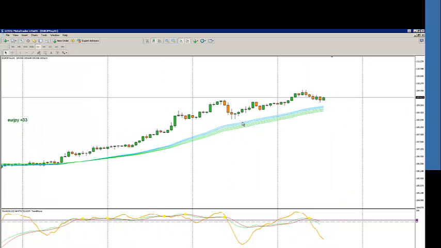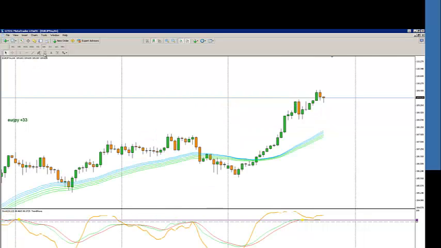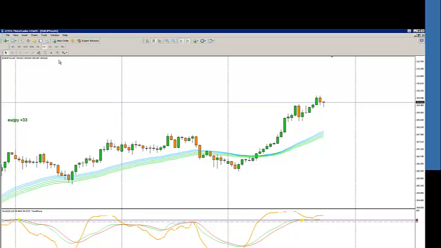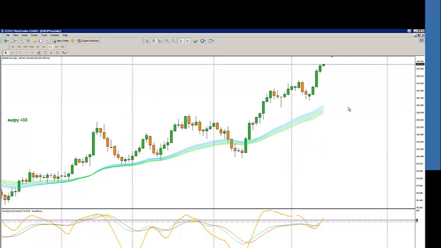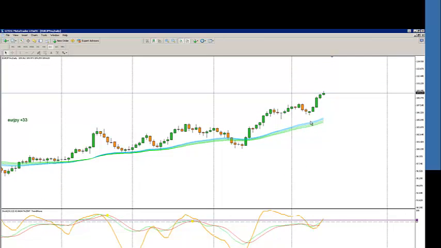So here is the Euro Yen. Now we're looking at the rainbow indicator. Notice that price is above the rainbow indicator, and this is the 1-hour chart. So let's go to the 4-hour chart. Price is also above the rainbow indicator on the 4-hour chart. Let's go to the daily chart. Price also is above the rainbow indicator, so we know that we're in an uptrend on 3 time frames.